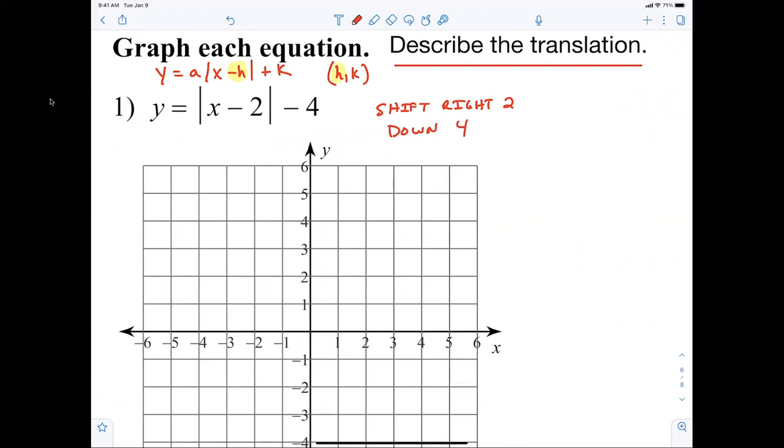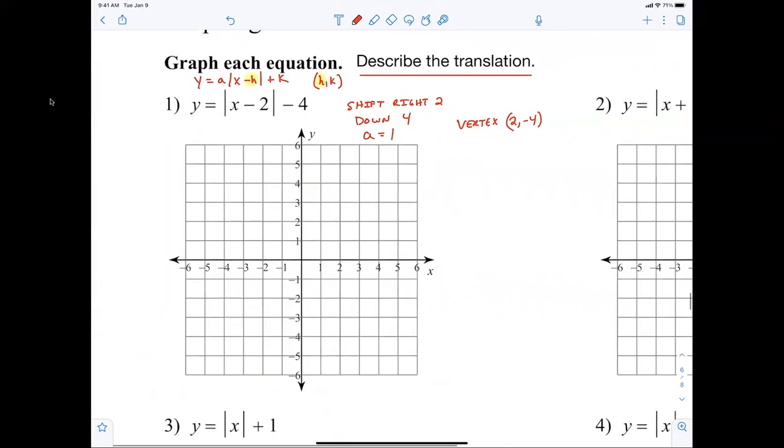And then we say it shifted down what? That's exactly correct. Then I'd like for you to be able to say, if I shift to the right 2 and down 4, then that is the vertex. So the vertex would be (2, -4). Now notice a in this case is equal to what? 1. So there is no vertical shrink or vertical stretch.